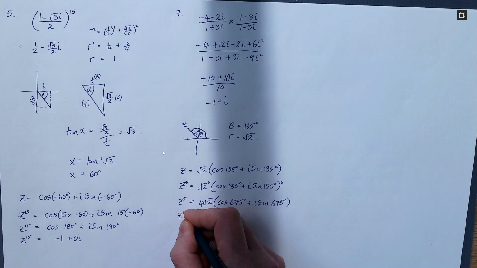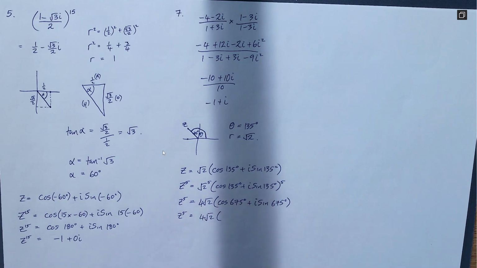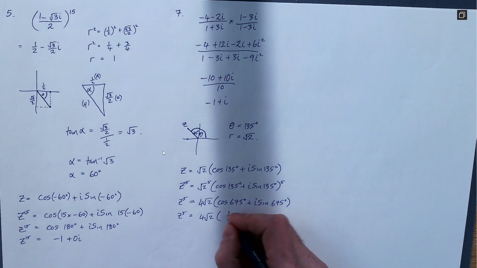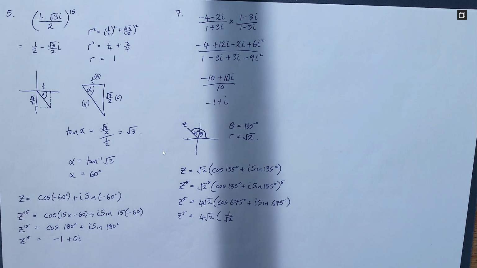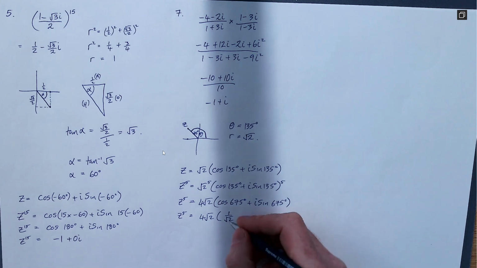So we have 4 square root 2 times cos 675 degrees plus i sin 675 degrees. On the calculator, cos 675 gives 1 over square root 2. Square root 2 over 2 is the same as 1 over square root 2, though the calculator may change it to square root 2 over 2.